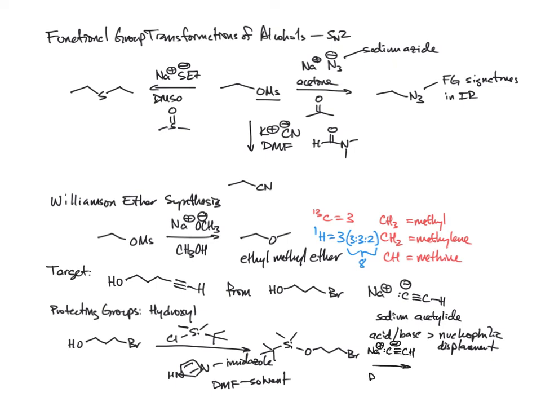Say we'll run this reaction in DMSO. The sodium acetylide will attack here, displace the bromine. We end up with sodium bromide as the byproduct. I'm going to abbreviate this whole thing here as TBS. And that's going to form this product, TBSO. This is the new bond we just formed. Again, we're losing sodium bromide in that process.